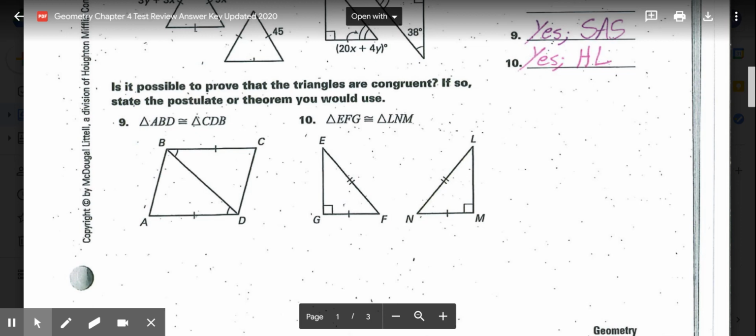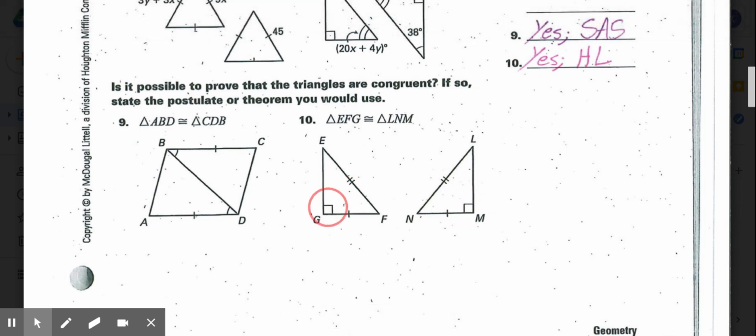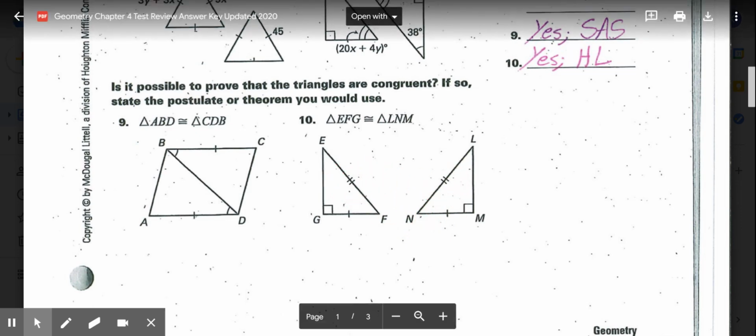And then in 10, I notice right away these are right triangles, so I'm looking for the idea of hypotenuse and leg. They gave us the bottom legs are congruent. The hypotenuses are congruent. So yes, these triangles are congruent by hypotenuse leg.